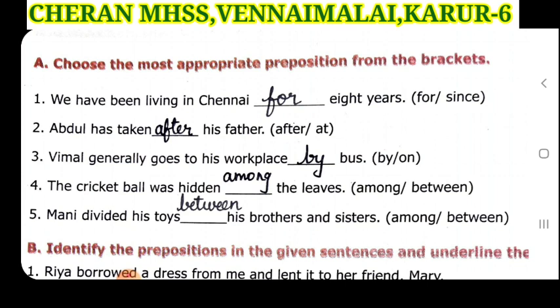First one, we have been living in Chennai dash 8 years. Options are for and since. Why should we use for? Because here they have given the duration, 8 years. The time duration is given here. So the answer is for. Second one, Abdul has taken dash his father after his father. Vimal generally goes to his workplace dash bus by bus. Fourth one, the cricket ball was hidden dash the leaves. Options are among and between. Answer is among. Fifth one, Mani divided his toys between his brothers and sisters.